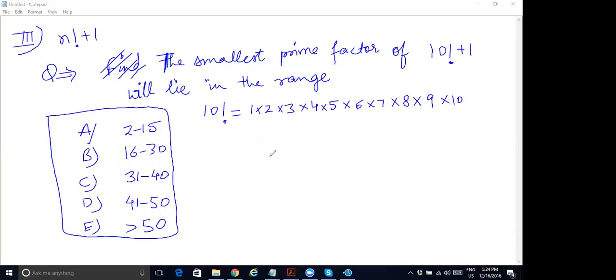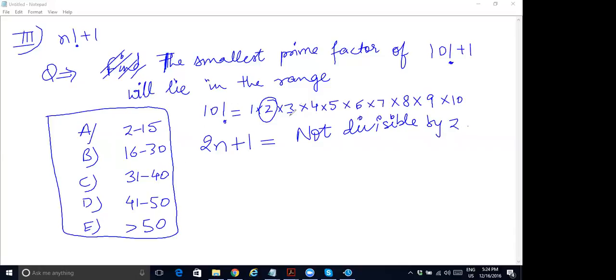It should be done with the same logic. Now we can say that since 10 factorial has 2 as a factor, I can write 10 factorial as 2n. And if I'm adding 1 to 2n, it's an odd number. Can I divide this number by 2? No, not divisible by 2.